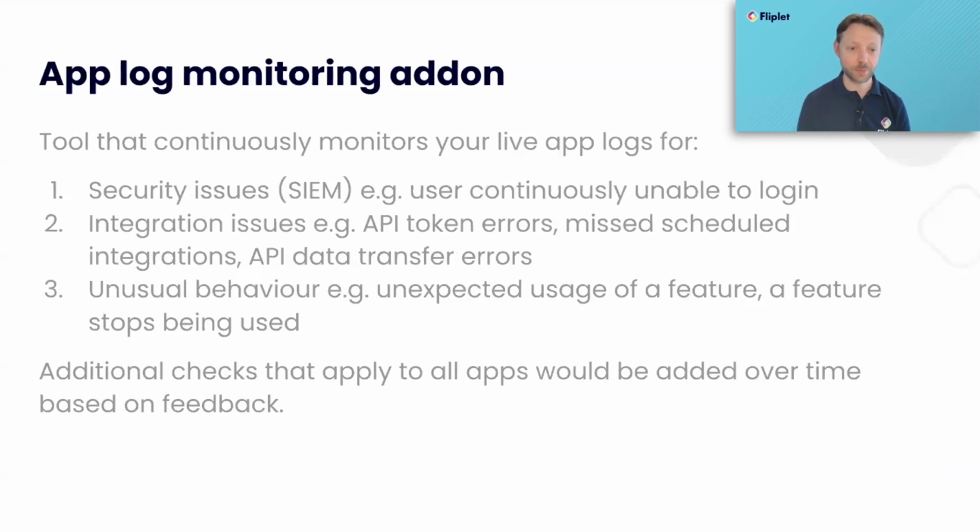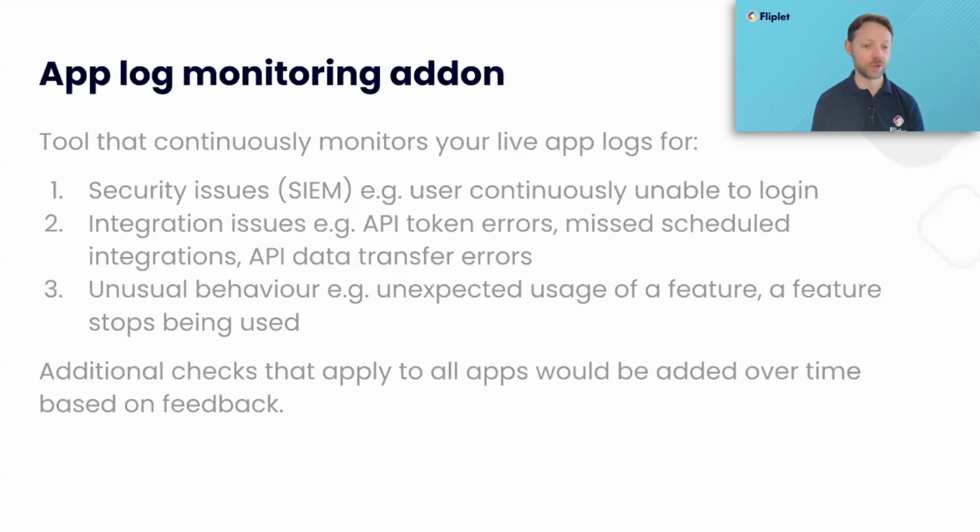We're also going to be adding a separate monitoring tool that focuses purely on log monitoring, because our logs have different data in them. The log monitoring tool will help to detect security issues, such as a user continuously unable to log in, suggesting that maybe somebody's trying to guess their password. It'll detect anything related to integration issues or API token issues. It'll detect action-related issues such as missed scheduled integrations or action errors getting returned to the logs. It'll also point out if there are data transfer errors that occur during API integrations. All of these things will help to detect integration and action issues.